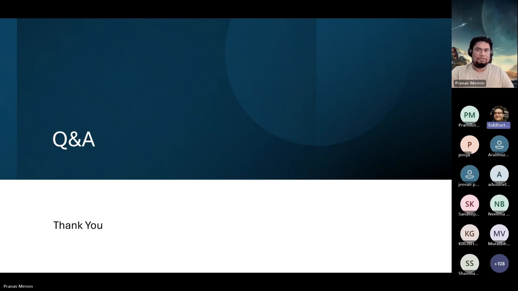Thank you, Mr. Pranav Menon, for an illuminating session on the mechanics of quantum computing. Your insights into quantum superiority have surely expanded our understanding of this fascinating domain. It was a wonderful session, sir. Thank you, Siddharth, again. Yes, ma'am. There's a question in the chat.